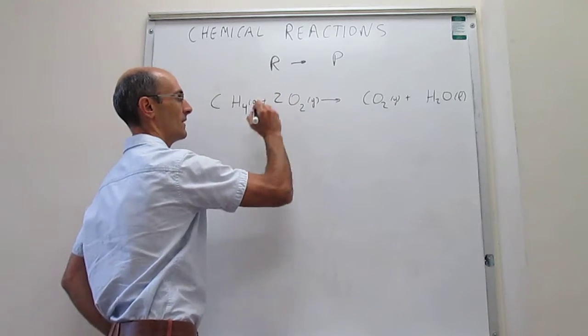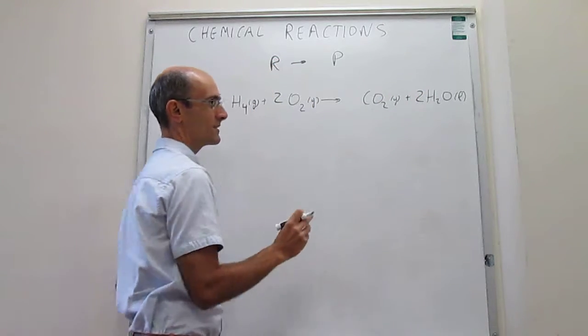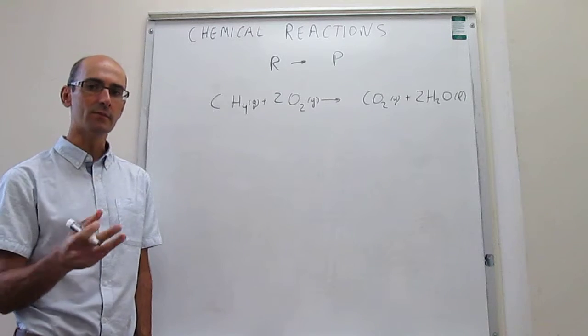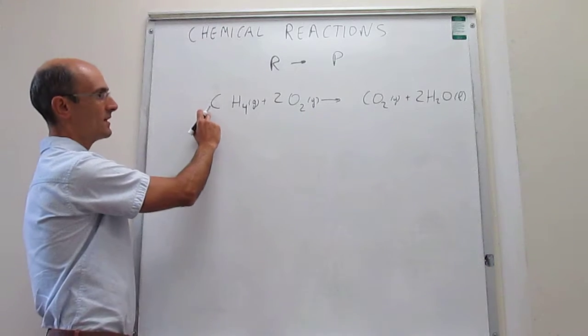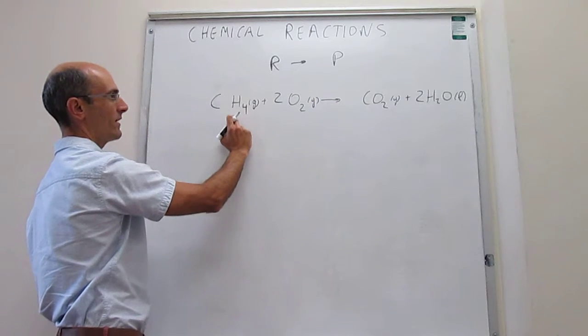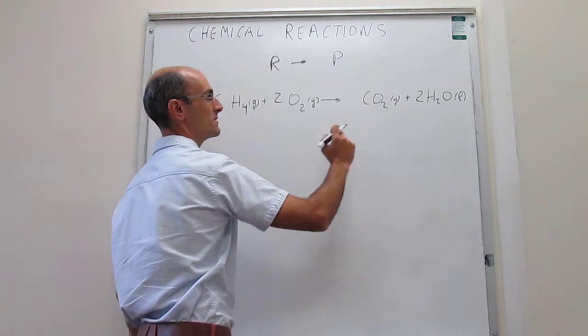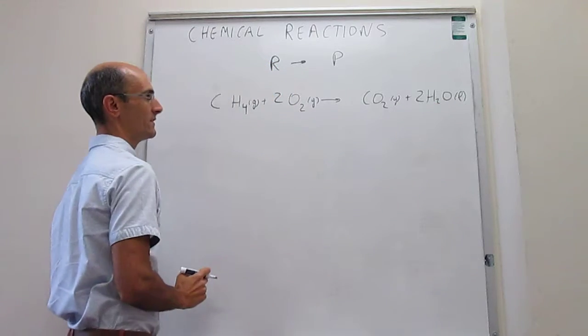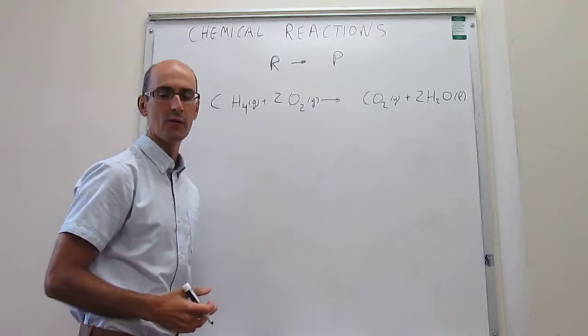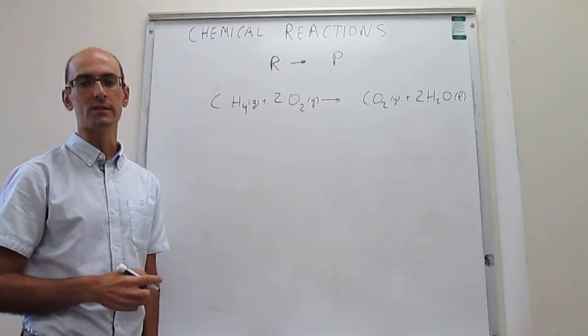Okay, so now the reaction is balanced, and again, this is very important. You need to have the same number of each type of atom in reagents and in products. And you can see how in this case, carbon atoms you have 1 in reagents, 1 in products. Hydrogen atoms you have 4 in reagents, 4 in products. And oxygen atoms you have 4 in reagents and then 2 and 2 in products. So now the reaction is balanced and the reaction is correct.